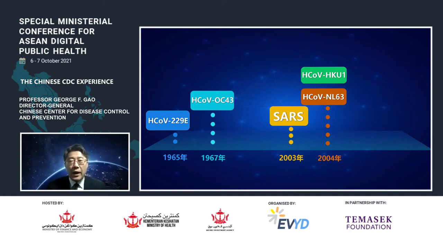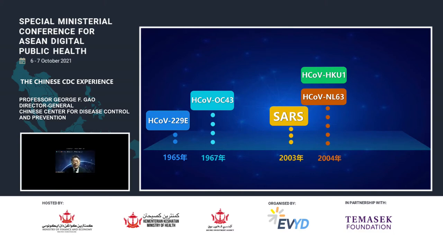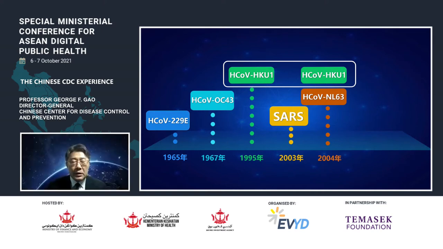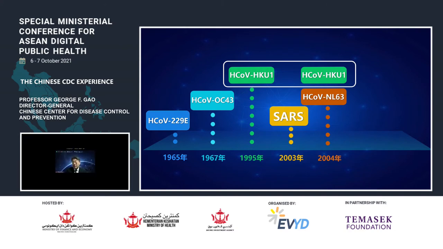We always think, where are those viruses from? So the origins of the virus are very important for the control of future Disease X. If you look back, HKU1 was first isolated in Hong Kong by Dr. Kwok-Yung Yuen at Hong Kong University. This is why it's called HKU1. And retrospectively, in Brazil, the virus was found in some samples in the freezer from 1995.